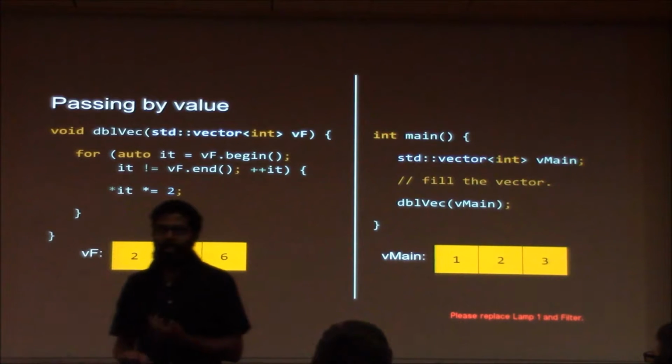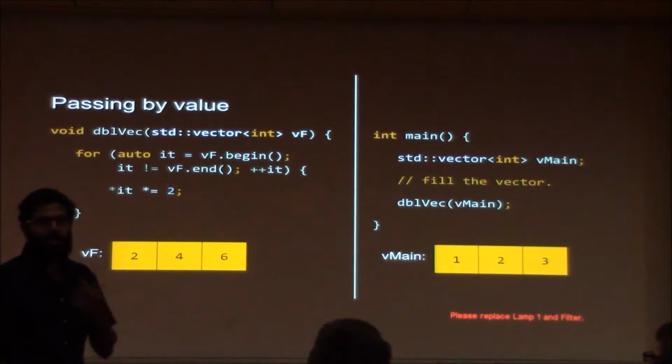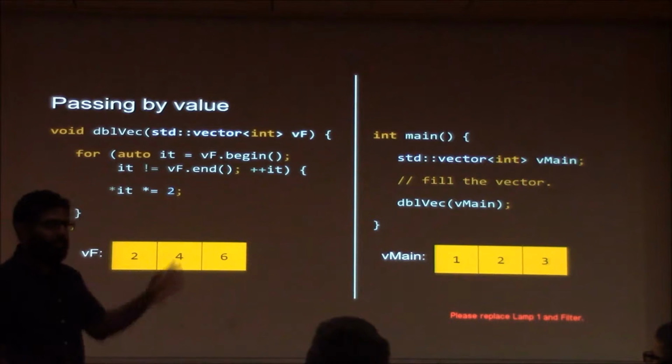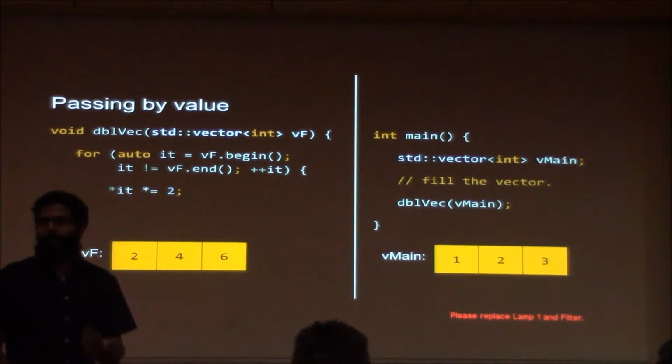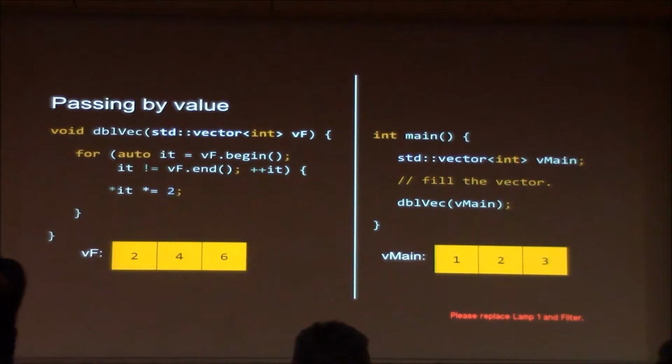This does not only apply for vector. We can even pass simple variables like integer variables. We can even do the same thing with integer variables. So in C++, arguments are passed by value, by default. By default, arguments are passed by value.